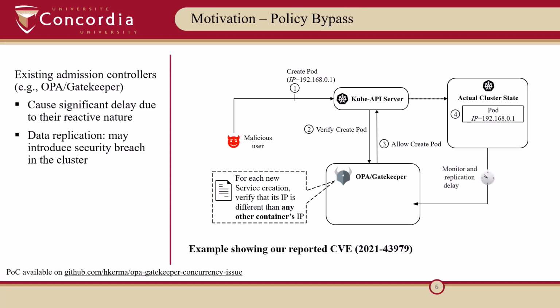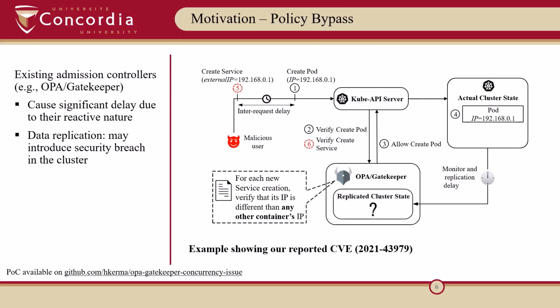There is a slight delay in which OPA needs to replicate that resource in order to reduce the verification delay. But if the attacker is fast enough to create new services with the same IP before the resource is replicated, that request is also going to be verified, but it's going to be verified against nothing. So that's basically a race condition or an inconsistency issue that allows the service to be created, and the policy here is basically bypassed. We have a proof of concept on GitHub.